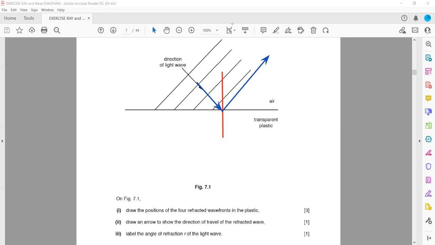And then drawing the wavefront. Wavefronts are always perpendicular to the direction of the wave. The blue arrow is representing the direction of the wave. So wavefronts are always 90 degrees, or perpendicular. So this is how we draw the reflected wavefronts and label with the letter R the angle of reflection. So this one is the angle of reflection. This is the direction in which the ray is going, and these are the reflected wavefronts.